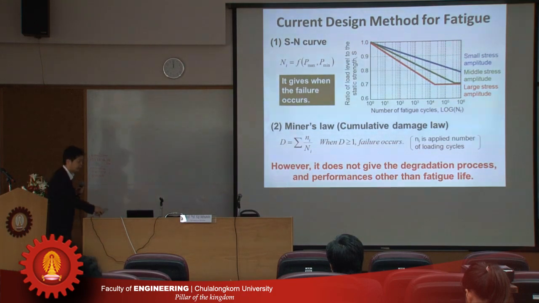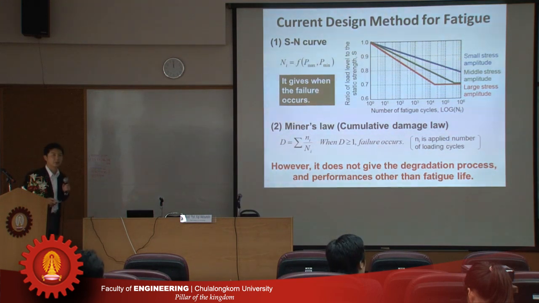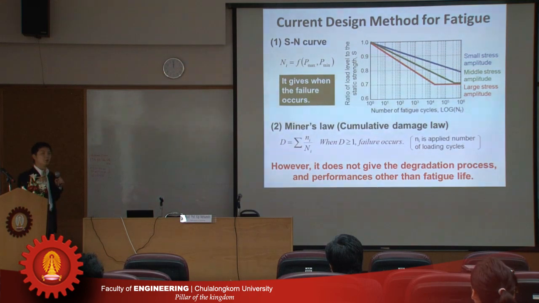So okay, yeah, fatigue is one of the most typical mechanical actions which causes deterioration of concrete structures. So in the current design method, how is it treated? In most of the design codes all over the world, the fatigue design is done by the SN curve and Miner's law. So what is the SN curve?